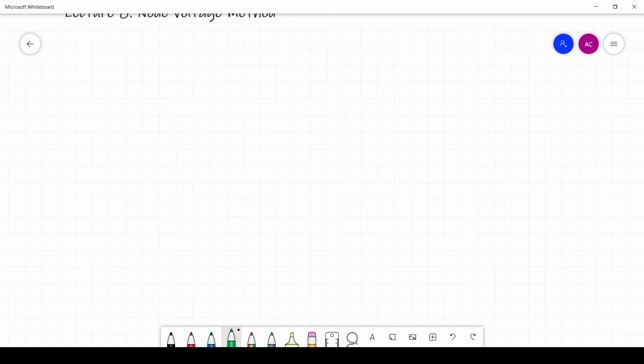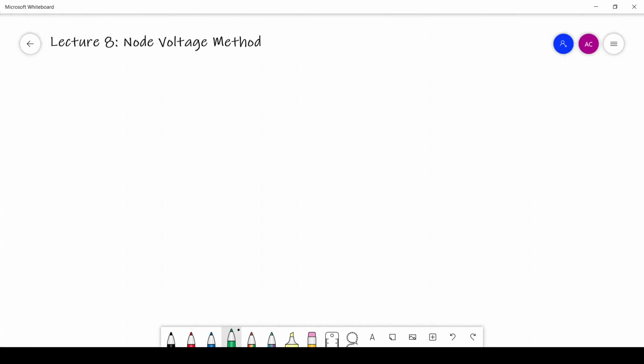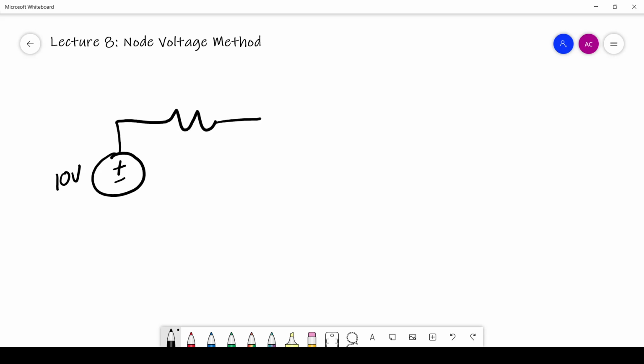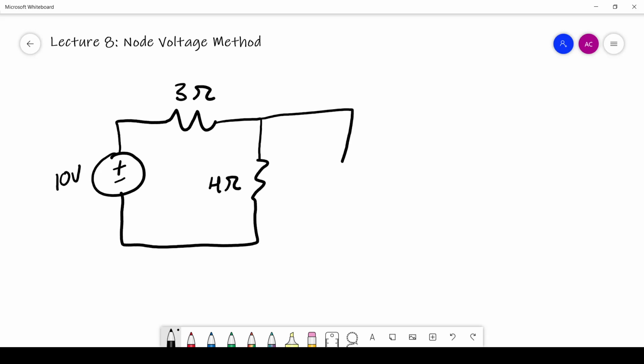First, we're going to look at a simple example, and I'll go ahead and draw it out here. Oh, I didn't realize I was using green. Let me get switched back to black. All right, so we're going to have a 10 volt source, a 3 ohm resistor, and then a 4 ohm resistor. I'll go ahead and mark down the resistance values. Then we're going to have another 4 ohm resistor in parallel. So this is the setup for this first example.